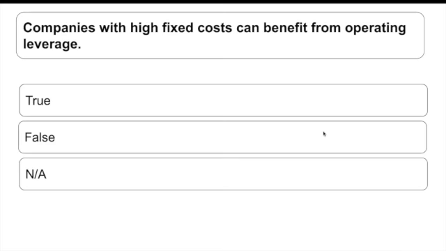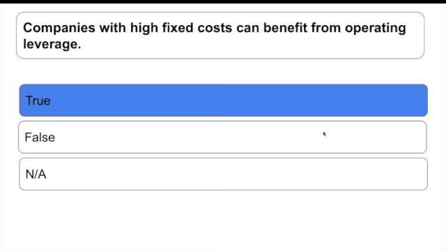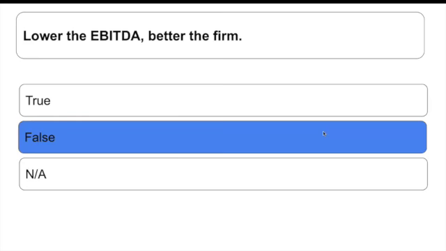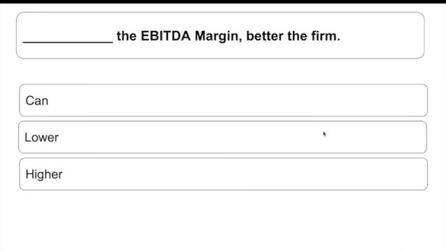Companies with high fixed costs can benefit from operating leverage. State whether true or false. The correct answer is true. Lower the EBITDA, better the firm. State whether true or false. The correct answer is false.